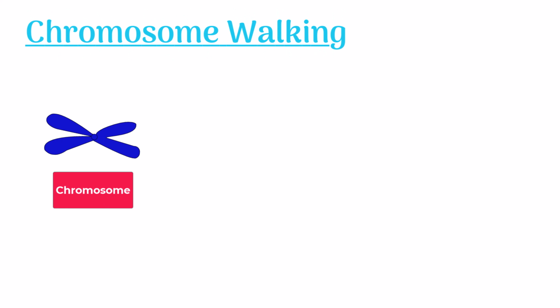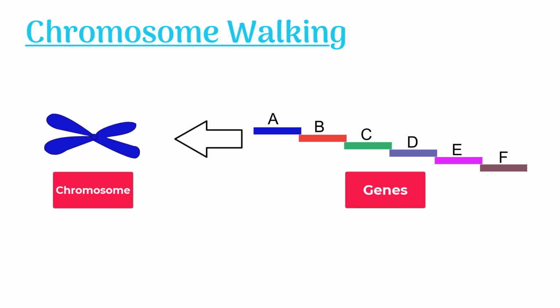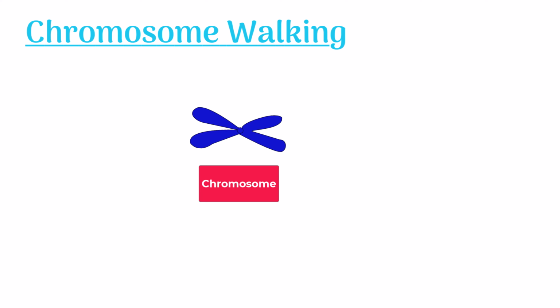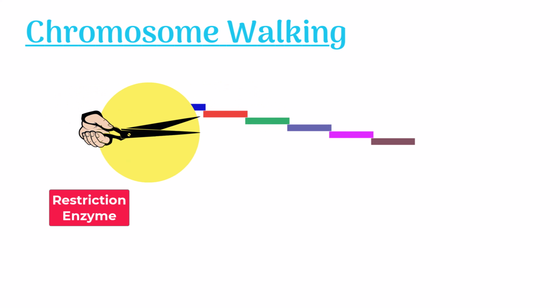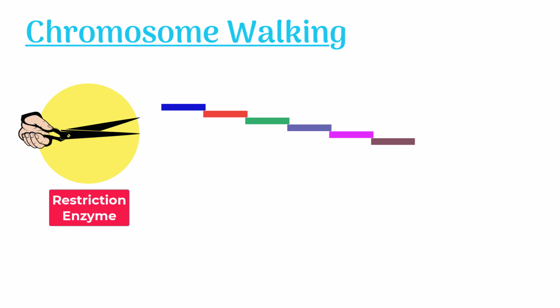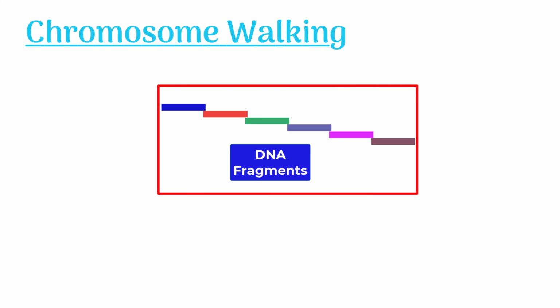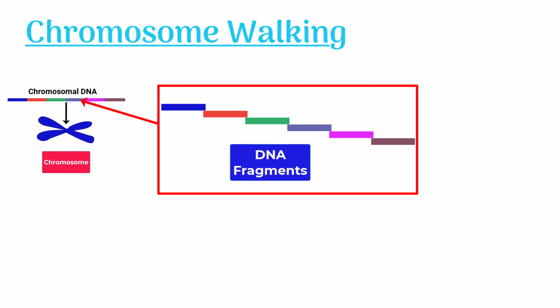Chromosome walking. It is a famous technique used to find and study specific genes on a chromosome. In the first step, the chromosome is partially cleaved using a restriction enzyme. This cleaving produces several adjacent DNA fragments. Together, all these fragments represent the chromosomal DNA.